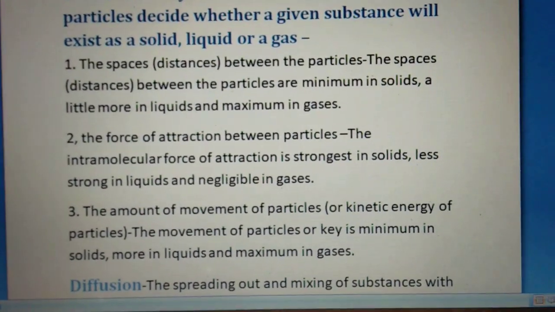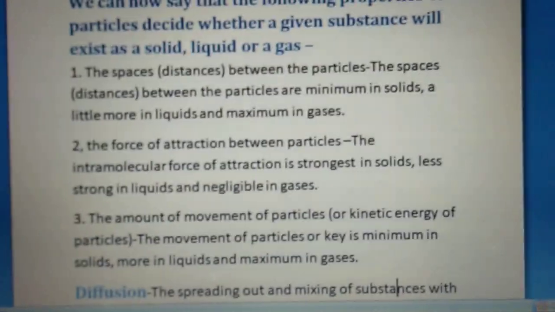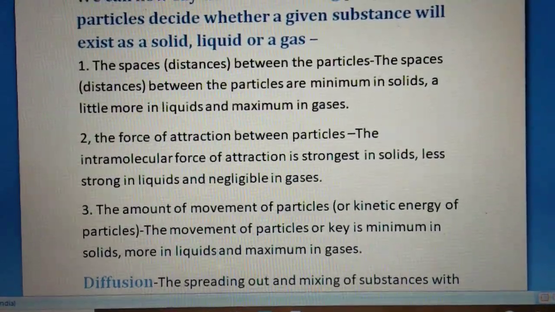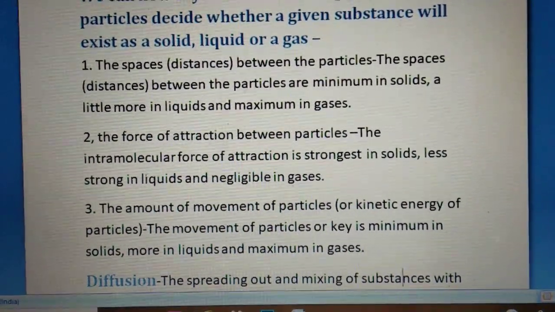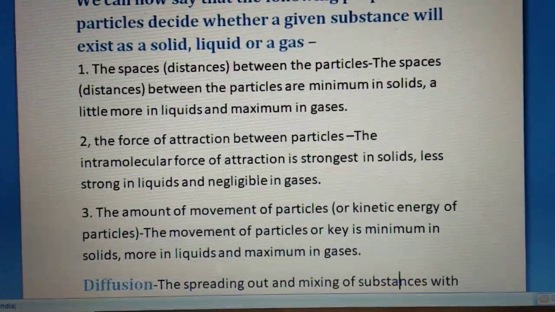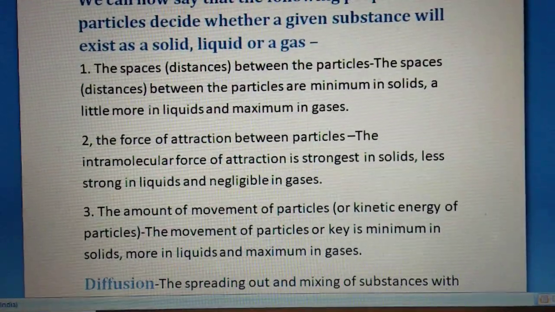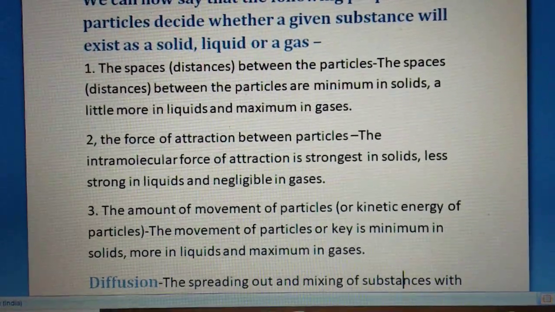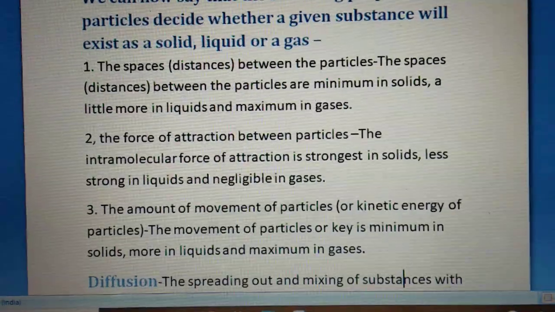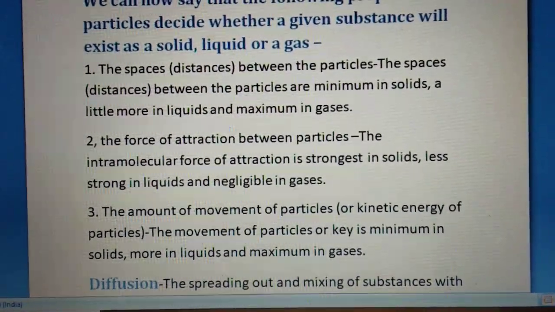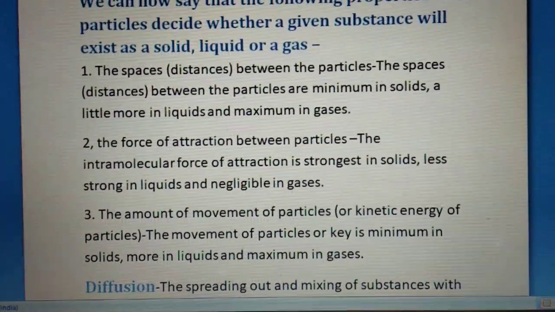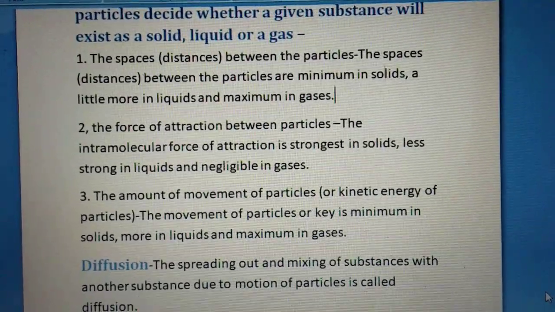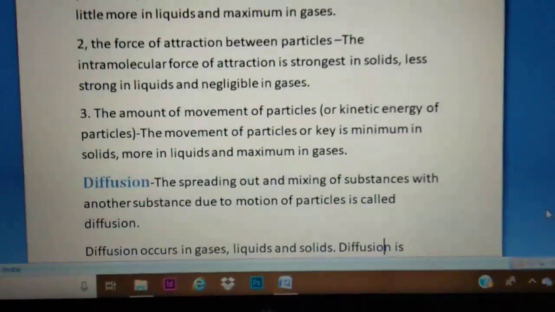Okay, then the amount of movement of the particles, or kinetic energy of the particles, also determines the property of a matter. So the movement of the particles is minimum in solids. Why? Again for the same reason, because the particles are very tightly packed. It will be more in liquids and maximum in gases. Okay, so that is the reason why solids, liquids and gases have different properties.